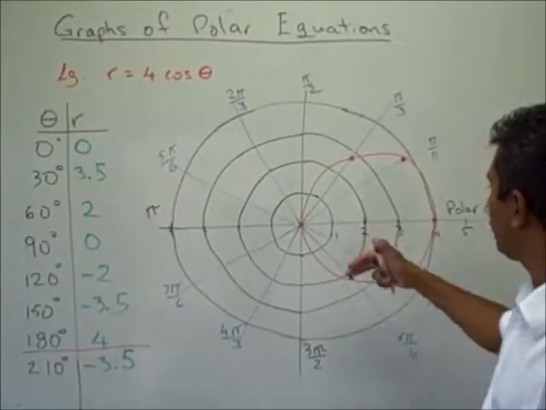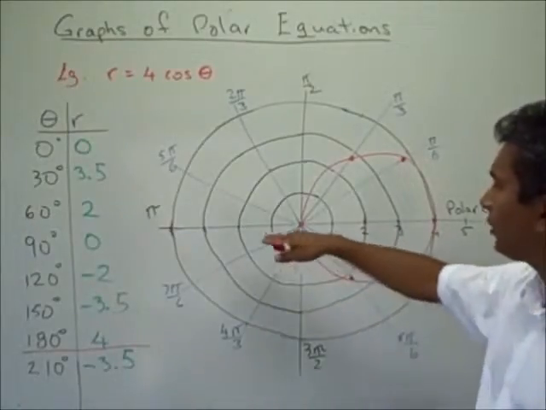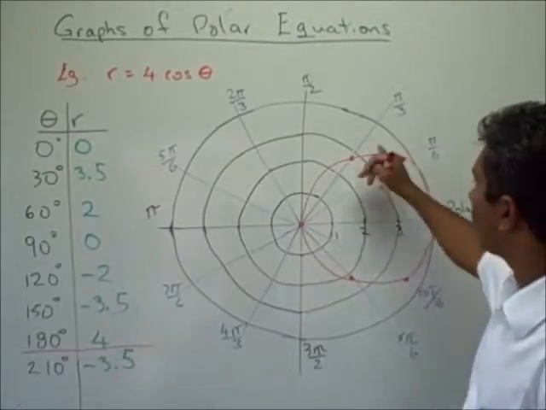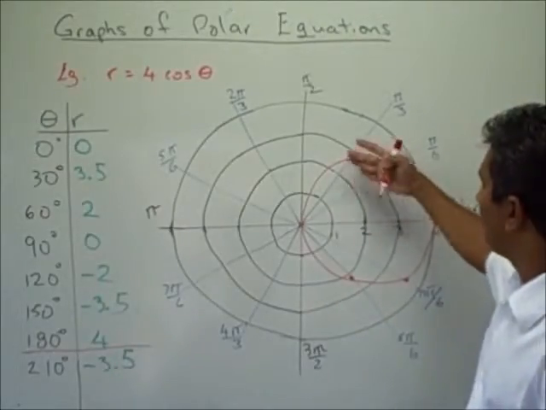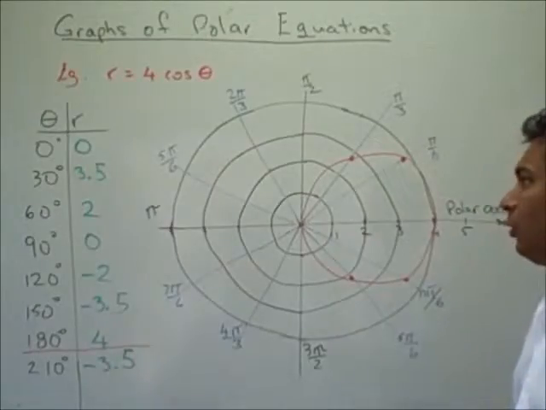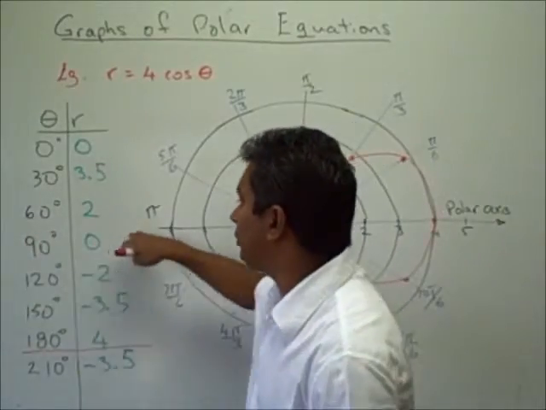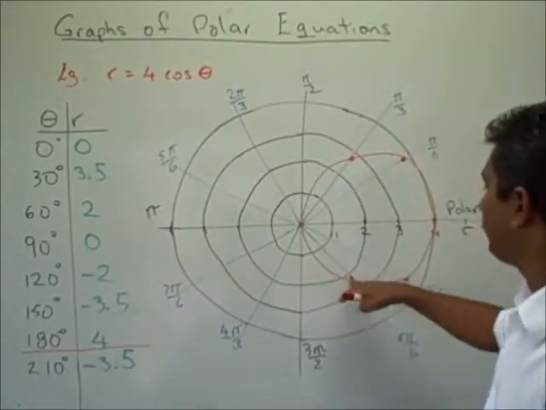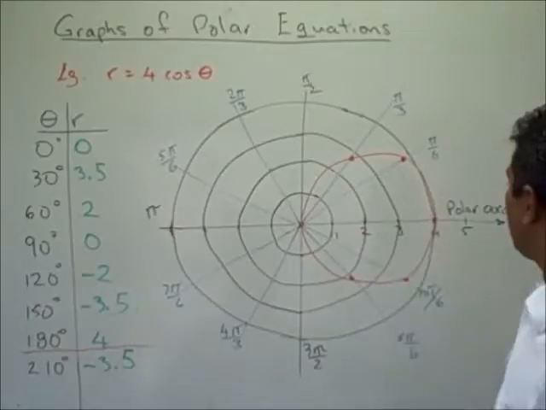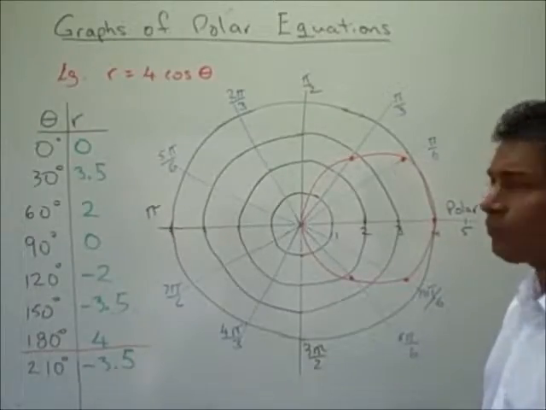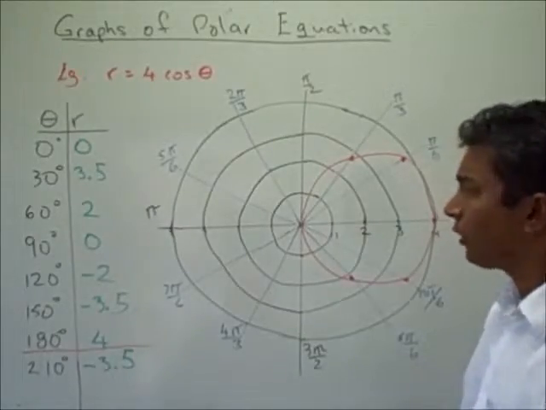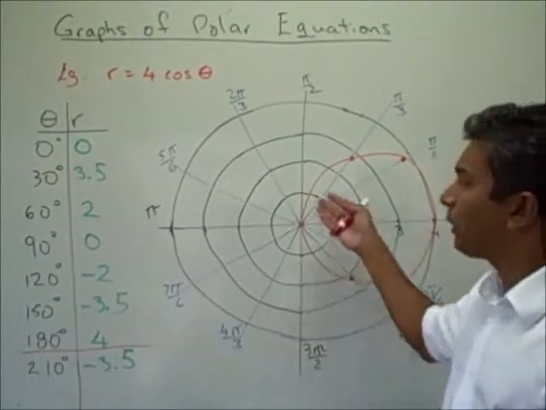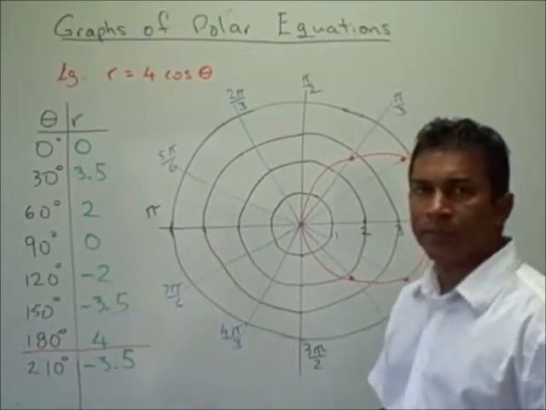Now from this graph, we can see that it's symmetrical about the polar axis. So we actually only needed a few points above the polar axis to reflect it down. If we had chosen maybe just the first 3 or 4 points, we could have reflected those points down to give us these two values, because it's symmetrical around the polar axis. So what we're going to do is look at some of the ways of determining symmetry, to make our graphing a little easier than this.